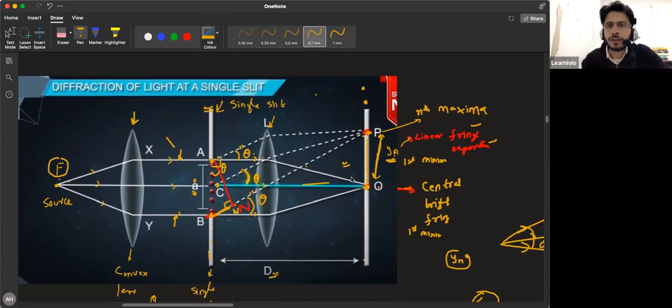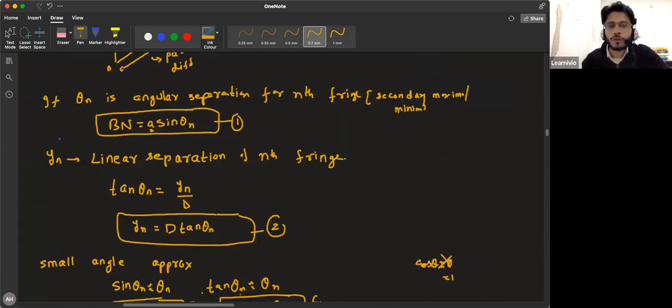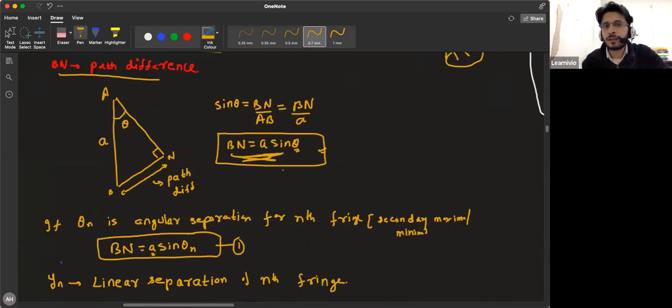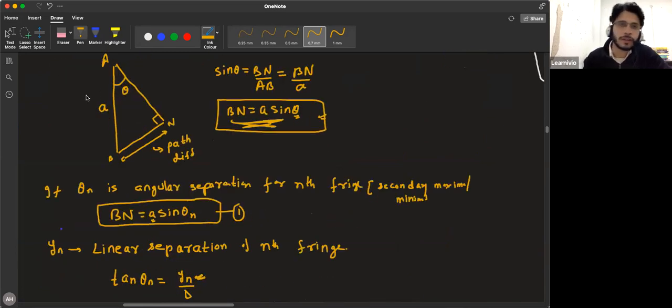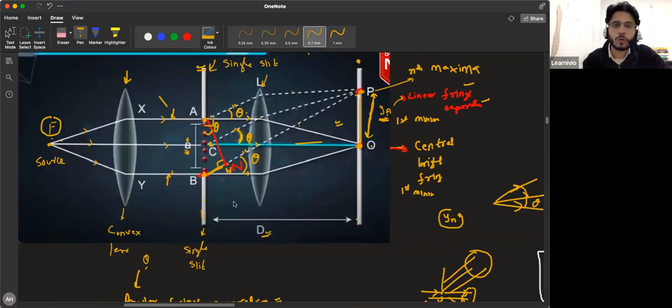Saifullah, what's the value of tan theta here? Triangle COP. Sir, OP by OC. The tan theta will be perpendicular upon base, so it's OP by CO. So yn is the linear separation. So tan theta is yn divided by d. What is yn? This is OP and base is CO. So it's OP by CO.